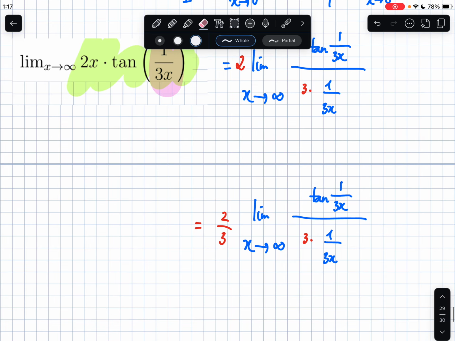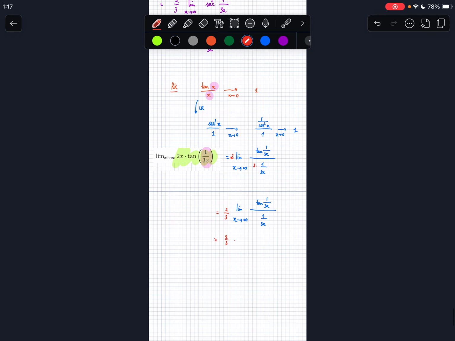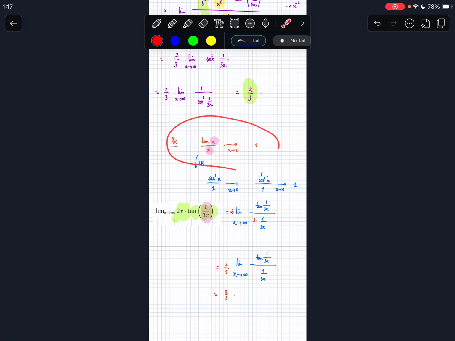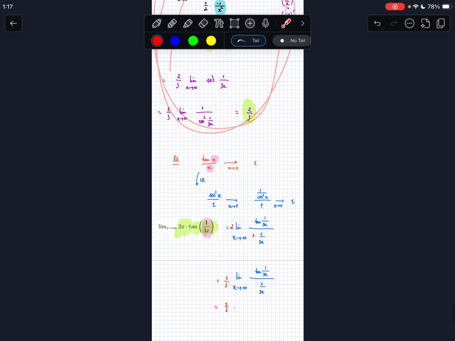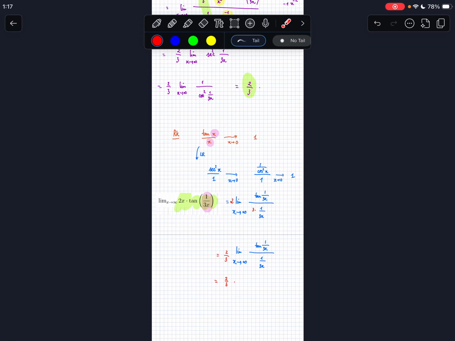This limit is 1. That's why it's 2 over 3 times 1, which is 2 over 3. So if you can remember this limit, then you know 2 over 3 without needing to compute all these big derivatives again. I hope you understand that.